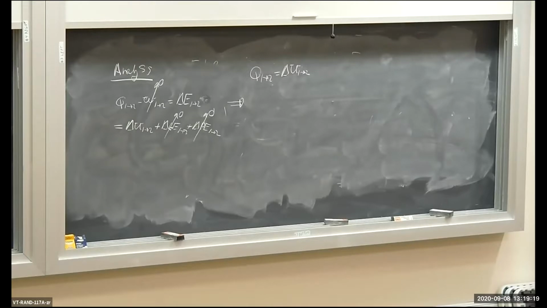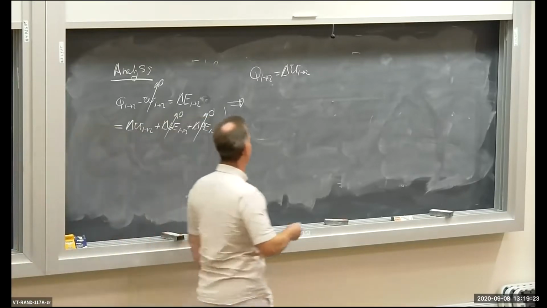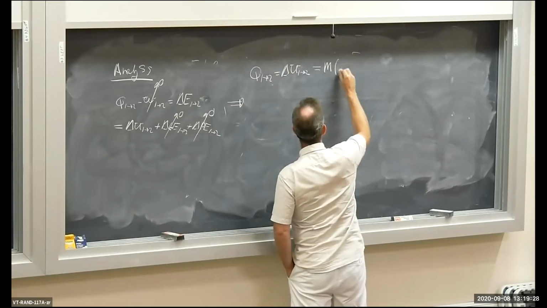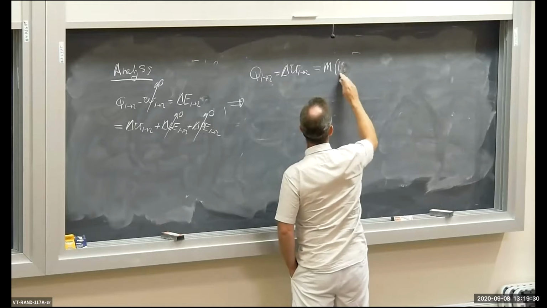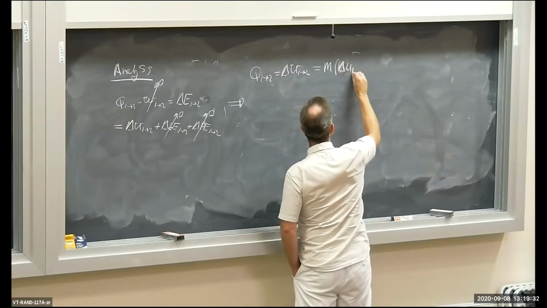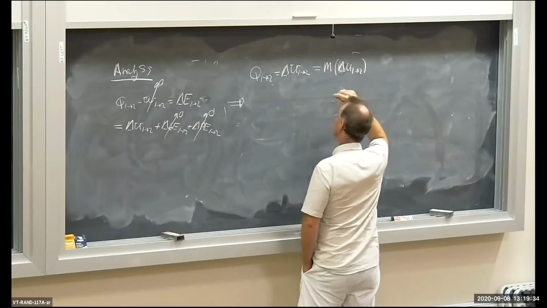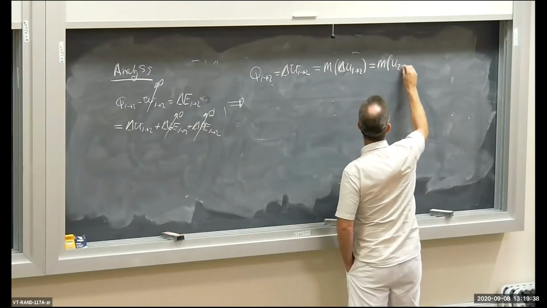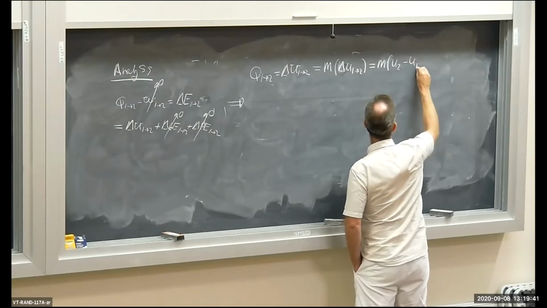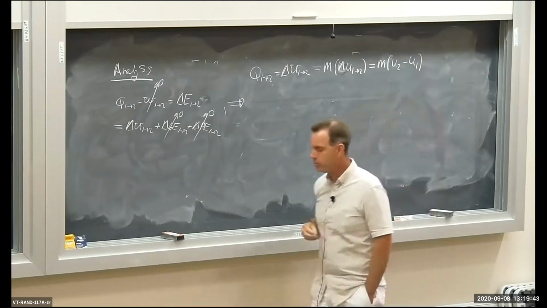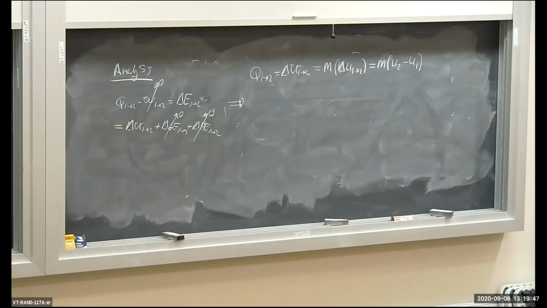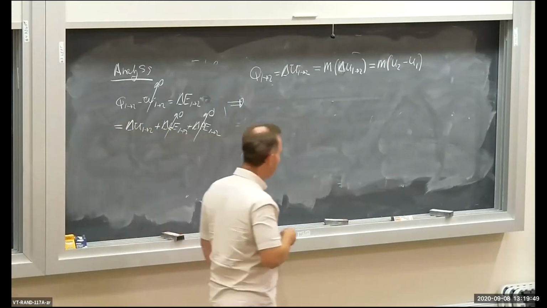So I need to write this as the mass of the air in my system times delta lowercase u from 1 to 2. And so that's going to be equal to the mass of the air in my system times u2 minus u1. Okay? Now, I don't know the mass of my system and I don't know the internal energy.